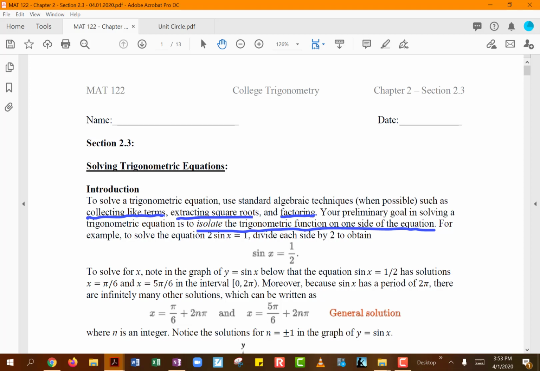So just like an example here, they're giving us the equation 2 times sine x equals 1. To get the sine x by itself, we would divide both sides by 2, and you would end up getting sine of x equals 1/2. Now at this point, you can think about, okay, what should our angle x be so that the function sine of x would give you a value of 1/2.